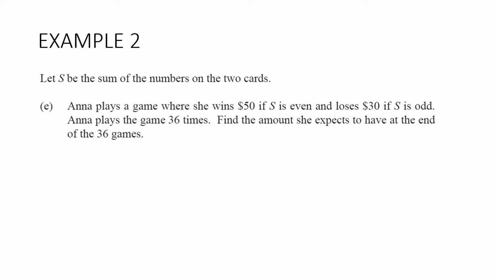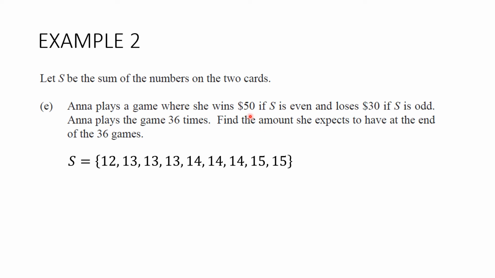Part E, Anna plays a game where she wins $50 if S is even and loses $30 if S is odd. Anna plays the game 36 times. Find the amount she expects to have at the end of 36 games. All right, so here's our sample space. Remember, there was one way to get 12. There were 3 ways to get 13, 3 ways to get 14, and 2 ways to get 15.